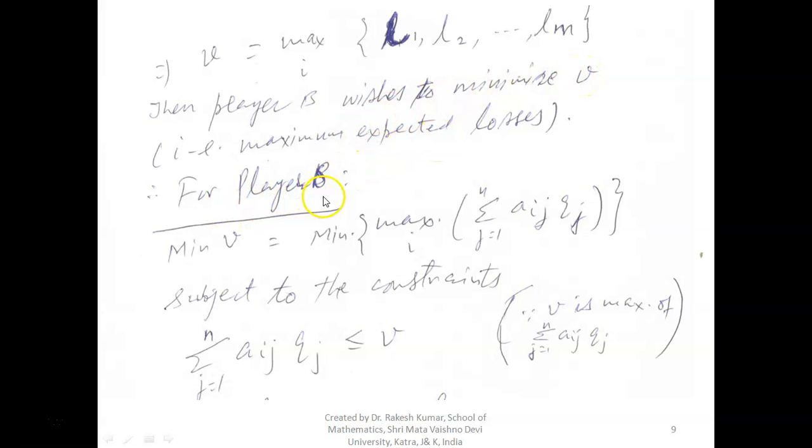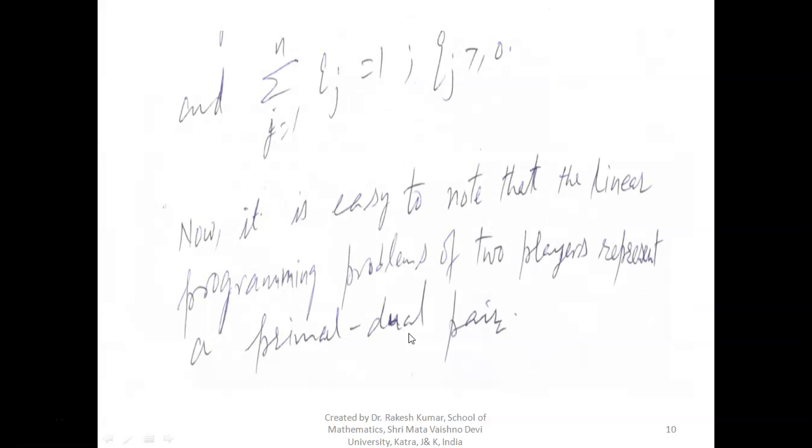So for player B, the problem becomes minimize V, that is, minimize the maximum expected losses, subject to the constraints summation over j from 1 to n aij qj less than or equal to V. Because V is the maximum of this, definitely this expression summation j from 1 to n aij qj will be less than or equal to V. And summation over j from 1 to n qj is equal to 1, the sum of probabilities is equal to 1, and qj definitely greater than or equal to 0.